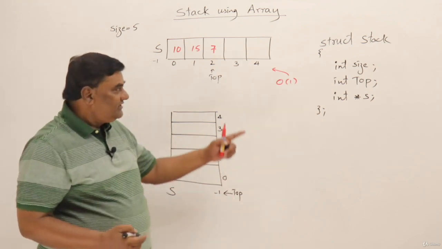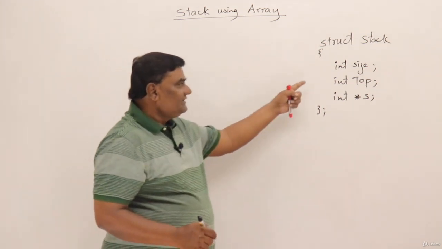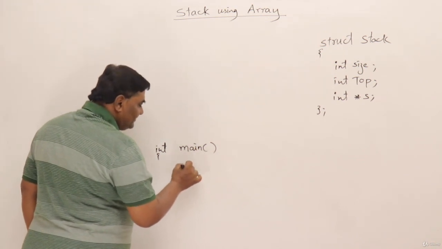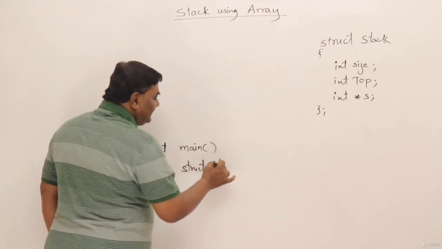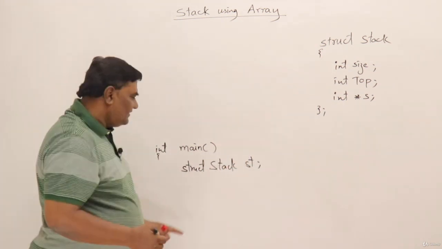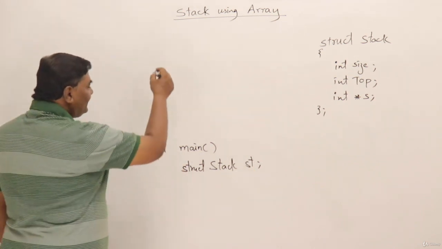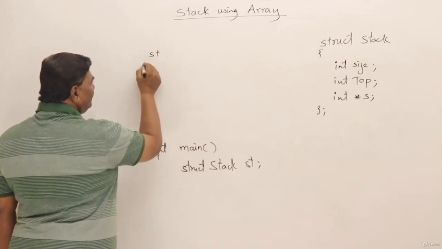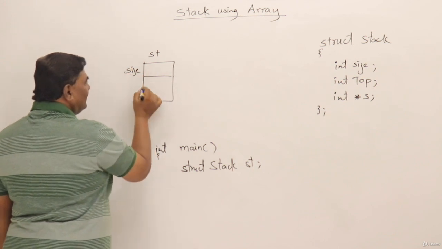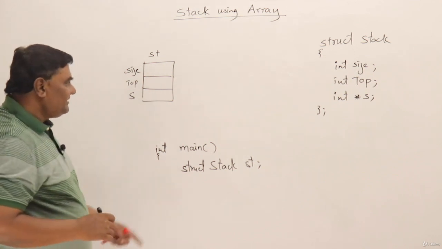Next, let us see how to create this and initialize this stack. Inside main function, I will create the object of this, that is stack. So I will take a variable simply: struct stack st. So st is a stack. Now once this stack is created, there are three variables in this one. So we'll get an object that is st having three things inside, that is size, top pointer, and s, which is a pointer. Three members are there.